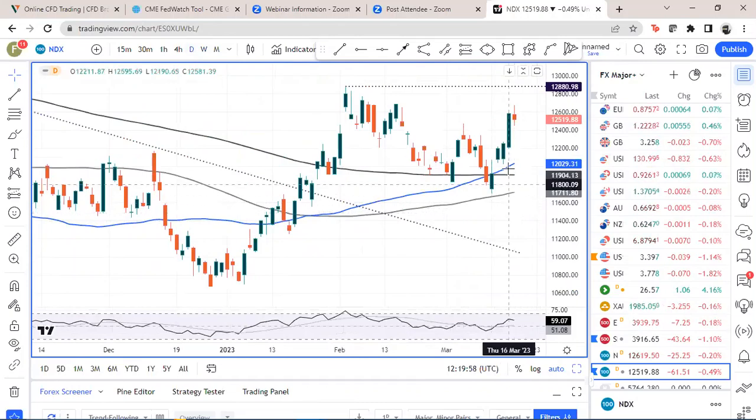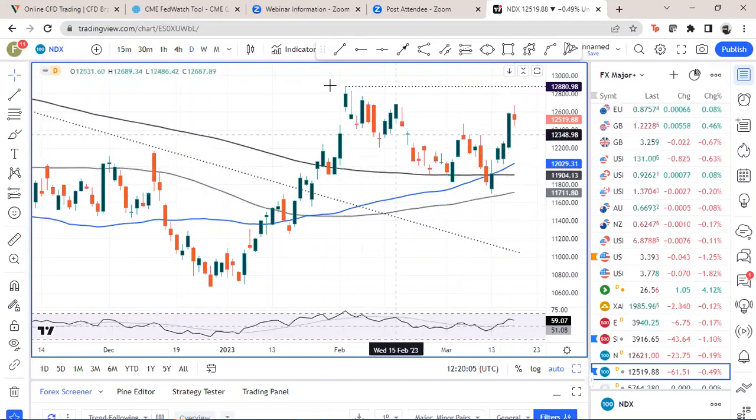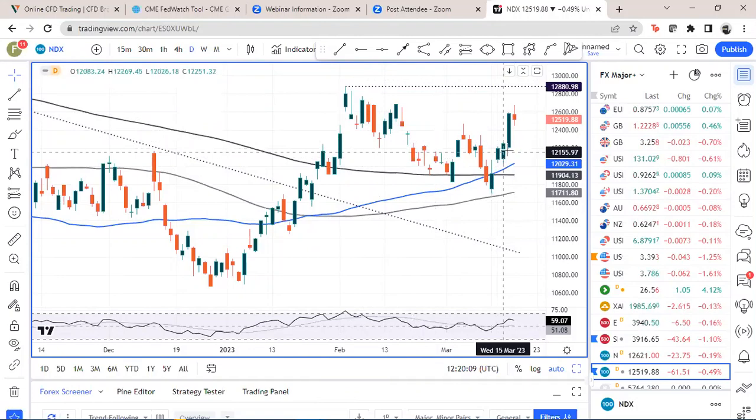Nasdaq 100, you can see there the big move Thursday and a pullback Friday, but interesting, it's broken the trend line there as well, and potentially if we can hold around 166, which you can see there, then yeah, that looks more positive.